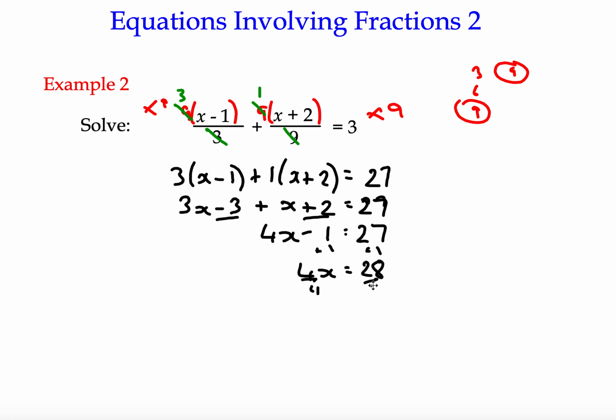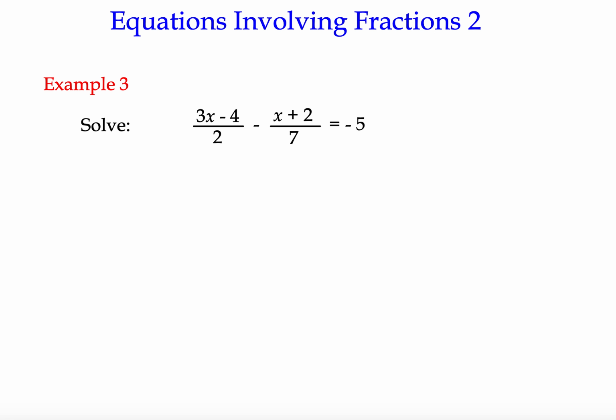Divide both sides by 4. 4 7s are 28. Therefore, we can say that x has the value of 7. And if you want to try and substitute that in, 7 take away 1 is 6, divided by 3 is 2. 7 plus 2 is 9, divided by 9 is 1, and 2 plus 1 is 3. Okay, I think I've got one more example.